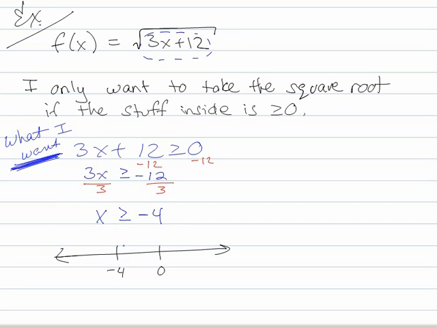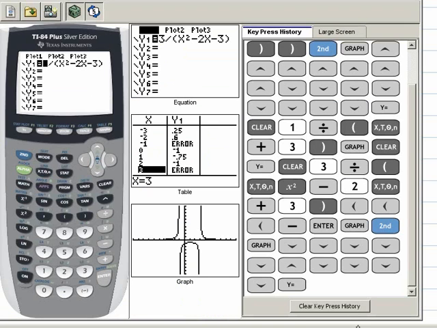So you can remember how to graph that on a number line. Greater than or equal to -4. So I'm going from -4 to infinity. And in fact, this is the domain of our function, from -4 to infinity. And you can go ahead and confirm that on a calculator if you want.